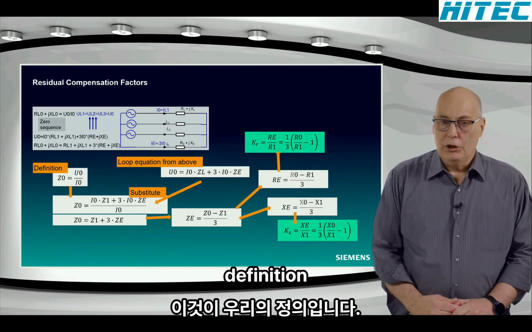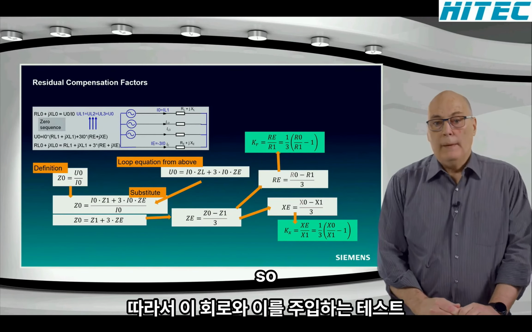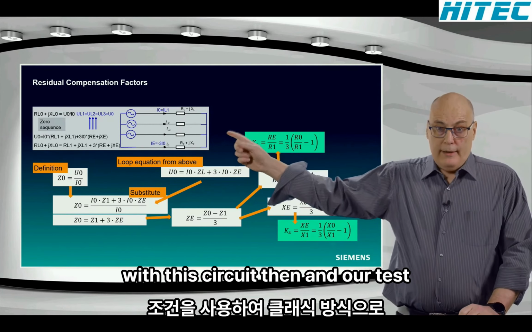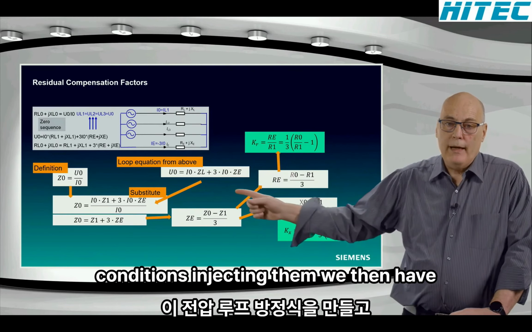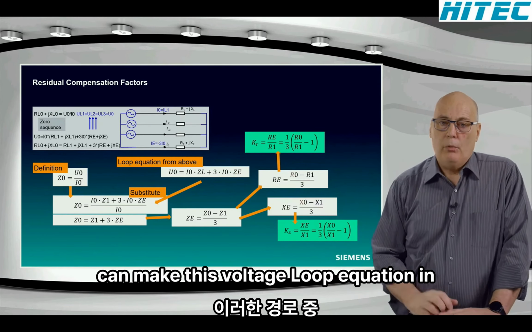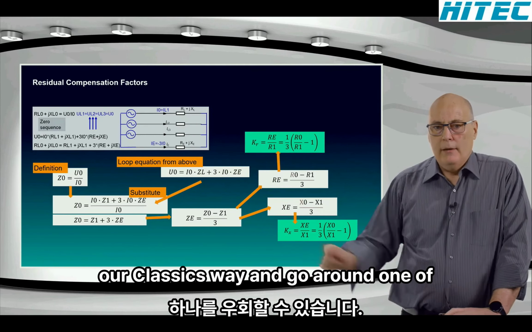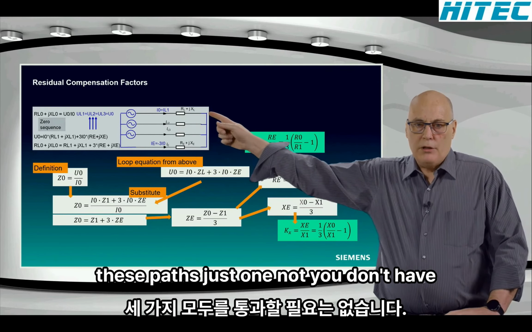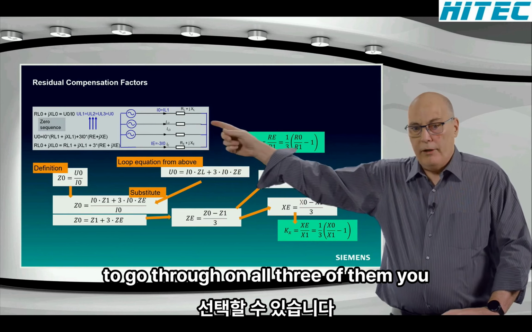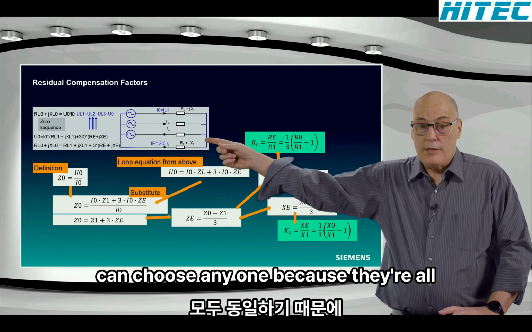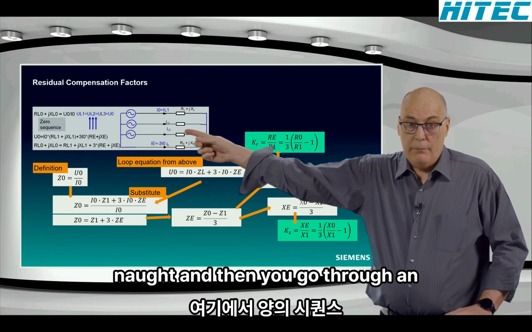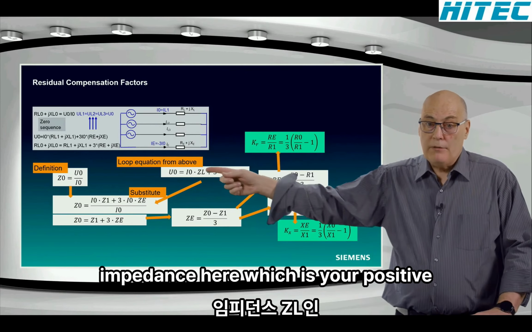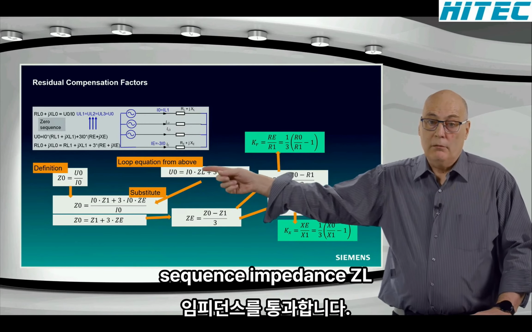So that is our definition. So with this circuit and our test conditions injecting there, we can make this voltage loop equation in our classic way and go around one of these paths, just one, you don't have to go around all 3 of them. You can choose any one, but they're all the same. The injected voltage is U0, and then you go through an impedance here, which is your positive sequence impedance, ZL.